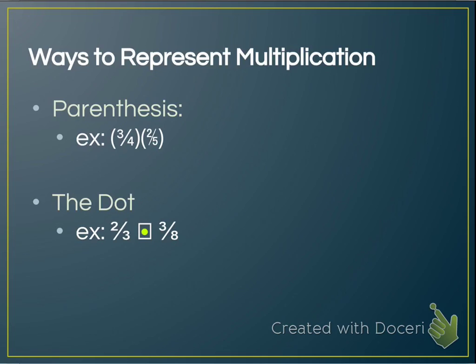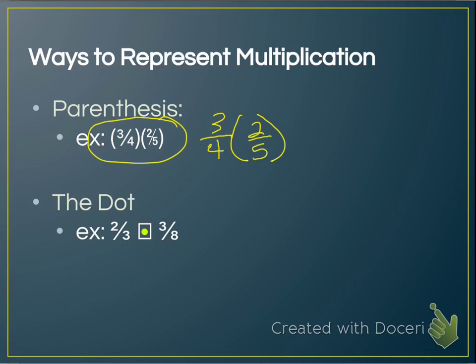So what we do when we are in 6th grade and working on some 7th grade material is we are going to represent multiplication by parentheses. So if you see two numbers that are in parentheses side by side, or even if it's one number in parentheses, so if we had 3/4 not in parentheses and 2/5 in parentheses, that means you're multiplying.